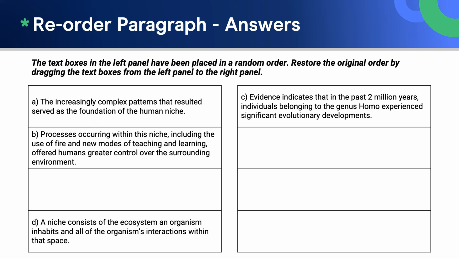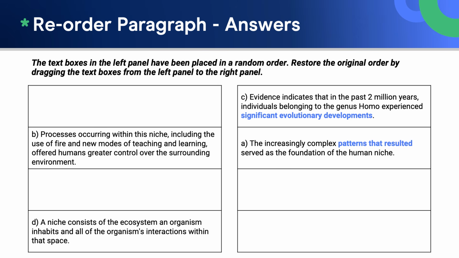Okay, so that was the first reorder paragraph question. Let's have a look at the answers. Okay, so that critical first sentence was actually C. Evidence indicates that in the past 2 million years, individuals belonging to the genus Homo experienced significant evolutionary developments. None of the other sentences were independent. They all referred back to another sentence or relied on another sentence to make sense.